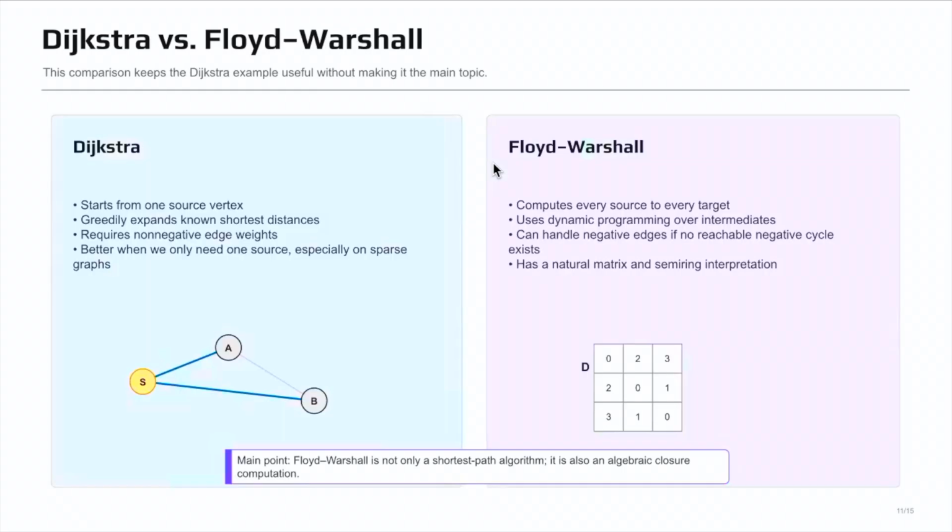Now, comparing Dijkstra and Floyd-Warshall, which are the 2 popular distance calculating algorithms, Dijkstra is usually preferable when we only need distances from one source, particularly in a sparse graph with non-negative weights. On the other hand, Floyd-Warshall computes all source to target distances at once and can handle negative edges as long as there is no negative cycle. And Floyd-Warshall is especially relevant here because its matrix update has a direct algebraic interpretation.